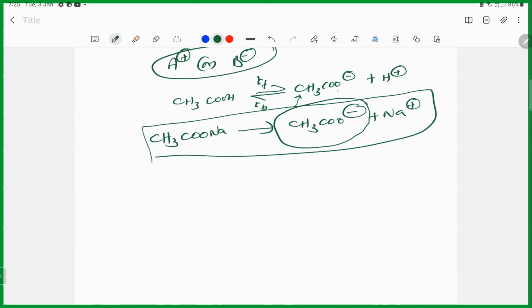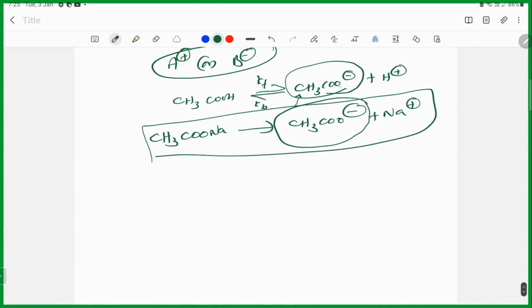Now, if you are adding CH3COO minus to this, what will happen? As the concentration of CH3COO minus increases, the backward reaction takes place. It gives more CH3COOH. Due to that, the forward reaction is suppressed. So this is called the common ion effect.